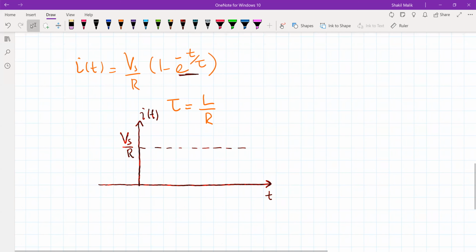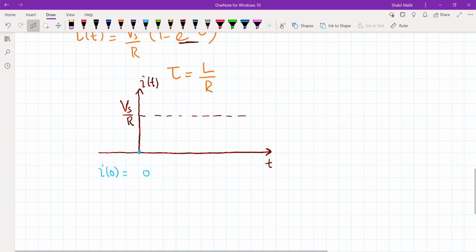Now, if we check the value of the current for different values of t, let's suppose some specific values. At t equal to 0, when time is equal to 0, this quantity is equal to 1, so this will be 0. So the current at t equal to 0 is 0.